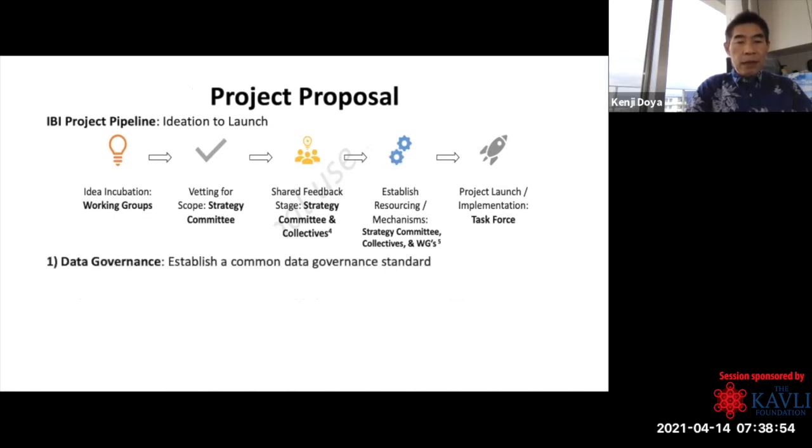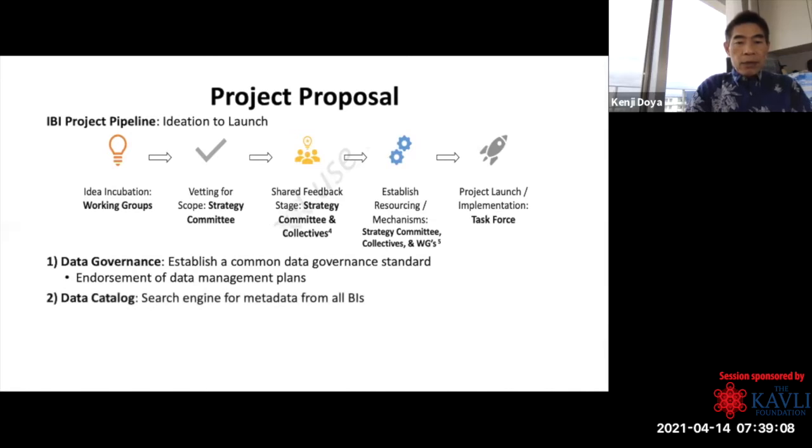First, about data governance, to establish a common data governance standard, and then have a mechanism of endorsing data managing plans of different research proposals. And for data cataloging, we are going to produce a search engine across multiple brain initiatives, and also potentially co-develop data portal sites that can be used for different brain initiatives.